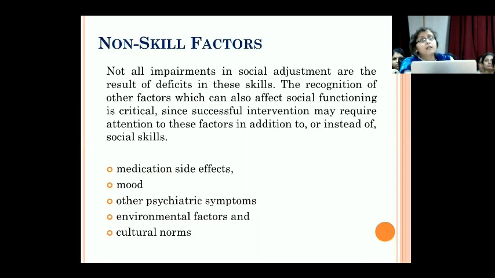The non-skill factors also play a very important role. Sometimes it's not just the individual; non-skill factors involve both the individual as well as the environmental factors which play a role in deficits seen in social skills in an individual. So not all impairments in social adjustment are specifically the result of deficits in these skills. The recognition of other factors which can affect social functioning is critical, since successful intervention may require attention to these factors as well. So what are these factors? These are medication side effects, mood of an individual, other psychiatric symptoms, environmental factors, and cultural norms as well.